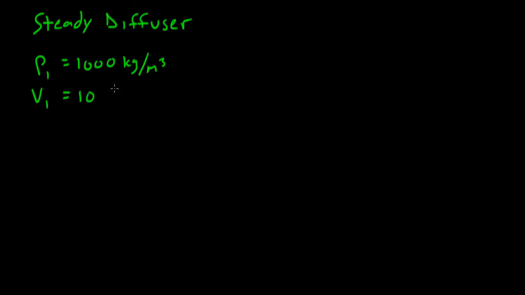In this example, we will apply the conservation of mass principle to a diffuser operating at steady state. A diffuser is a device that reduces flow velocity by changing area. An incompressible fluid with a density of 1,000 kilograms per meter cubed enters a diffuser at a velocity of 10 meters per second through an area of 0.1 meters squared.